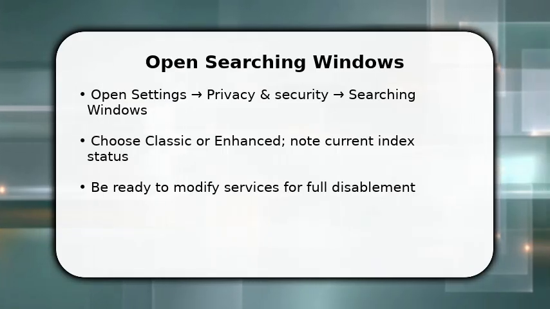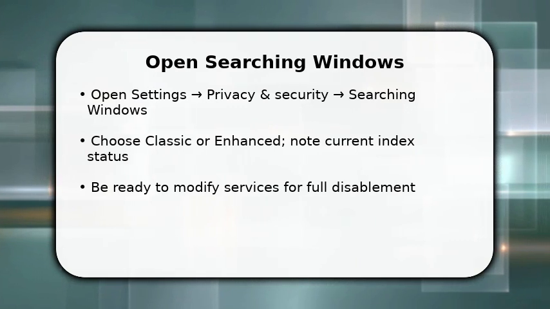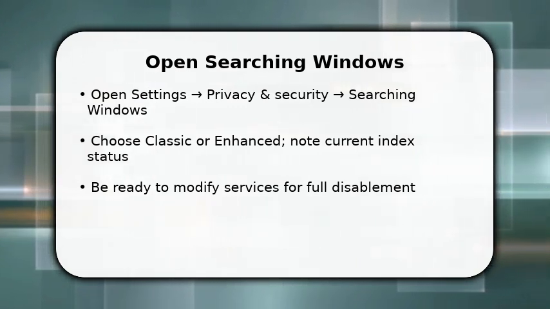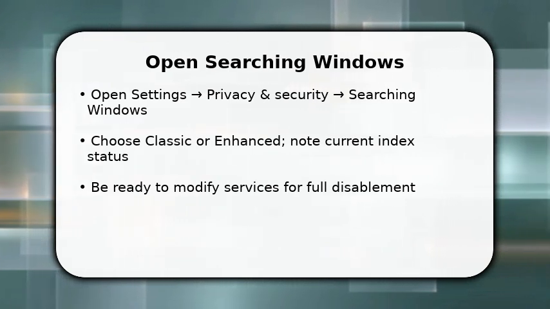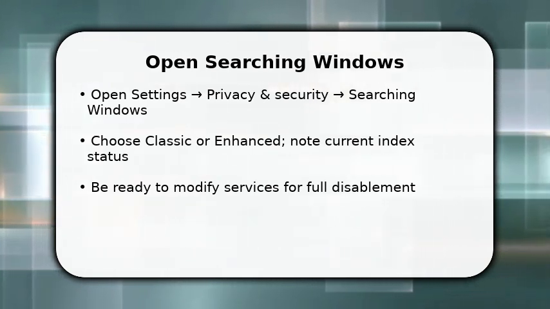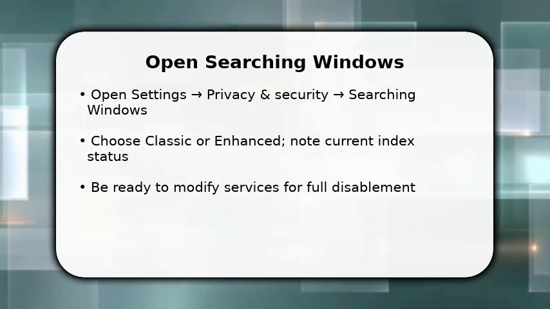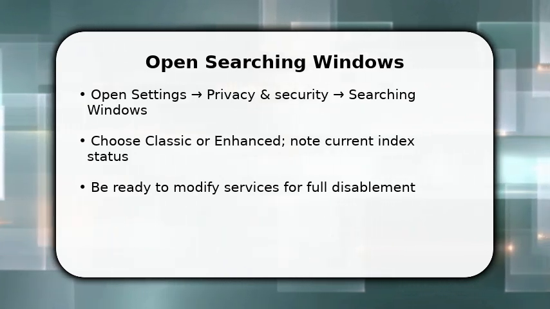You'll start inside Settings because that's where Windows shows indexing mode and what's indexed. Open Settings, go to Privacy and Security, then Searching Windows. Once there, look at the indexing status and which locations are included so you know what will stop being indexed.